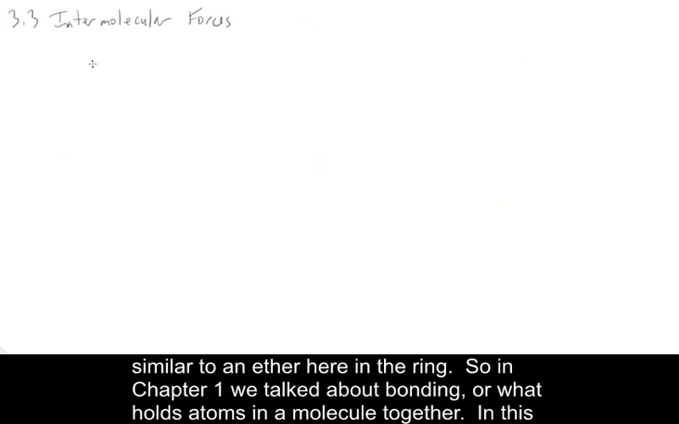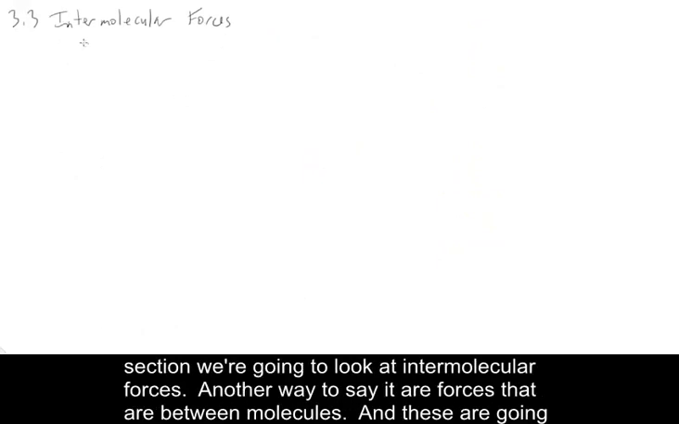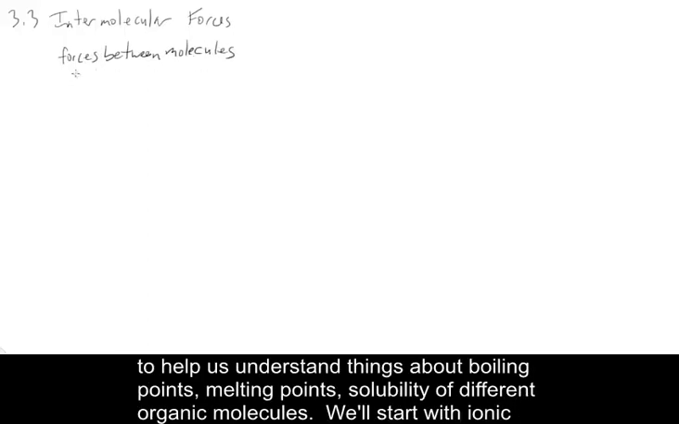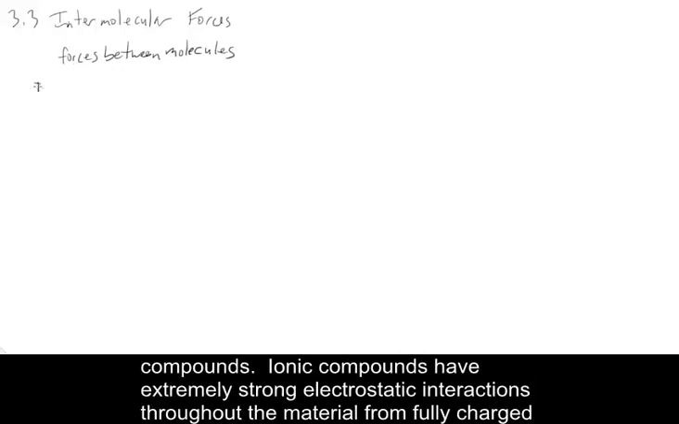So in chapter 1, we talked about bonding, or what holds atoms in a molecule together. In this section, we're going to look at intermolecular forces. Another way to say it are forces that are between molecules. And these are going to help us to understand things about boiling points, melting points, solubility of different organic molecules. We'll start with ionic compounds. Ionic compounds have extremely strong electrostatic interactions.